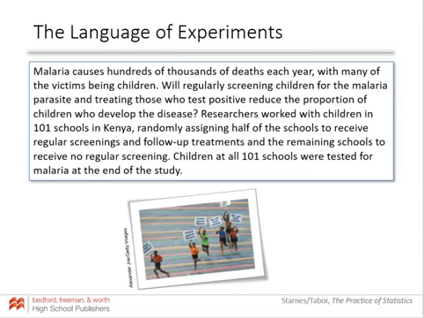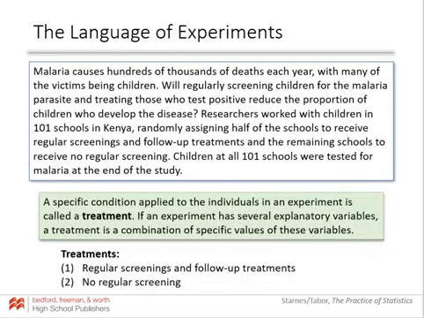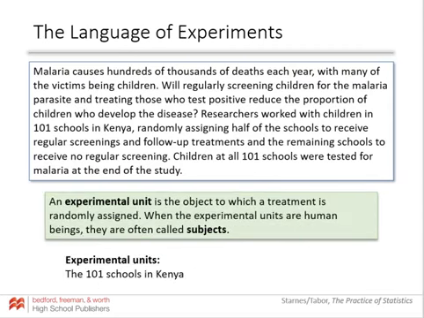All right. Here we have, I want you to read real quick through this study on malaria, and we're going to talk about some experiment vocabulary. All right, so treatment is the thing that we are specifically applying in the experiment. So in this case of malaria, they split the kids into two groups. They either get regular screenings and follow-up treatments, that's one, or they get no regular screening. Those are the two treatments in this experiment.